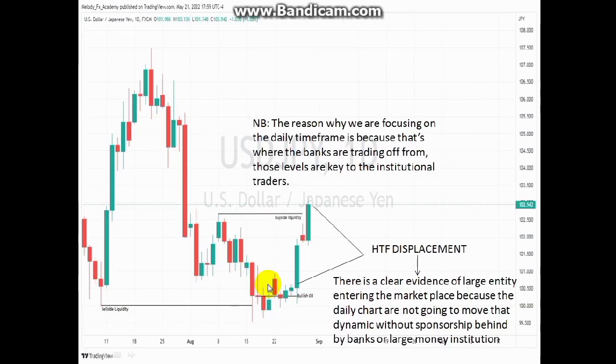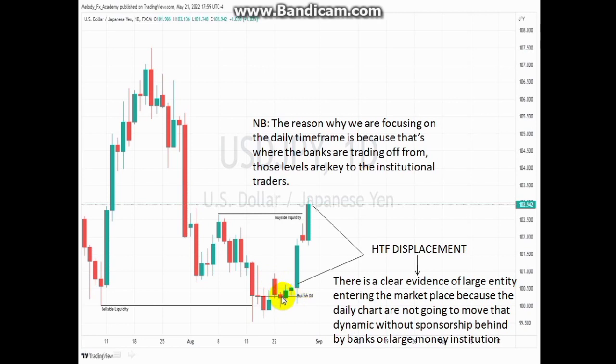Okay, so going down further, I have some little notes as you can see here. What was the first thing we talked about in the characteristics of looking for institutional sponsorship? The first thing we outlined was displacement on the higher time frame, right? So this is the displacement, higher time frame displacement. There's clear evidence of a large entity entering the marketplace, because the daily charts are not going to move that dynamically without sponsorship behind it by banks or large money institutions.